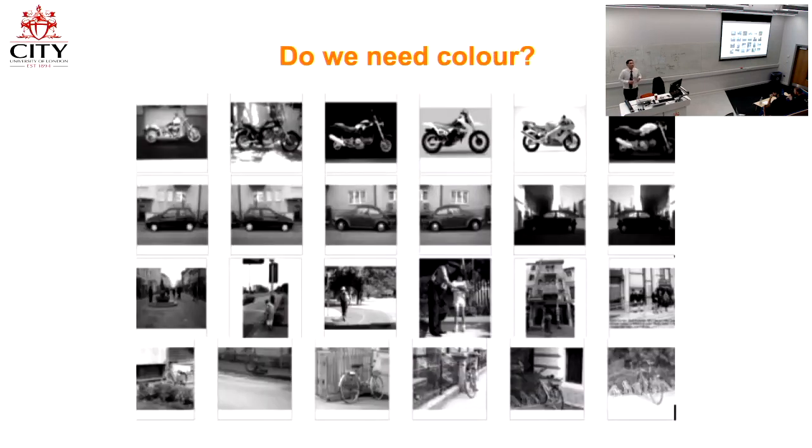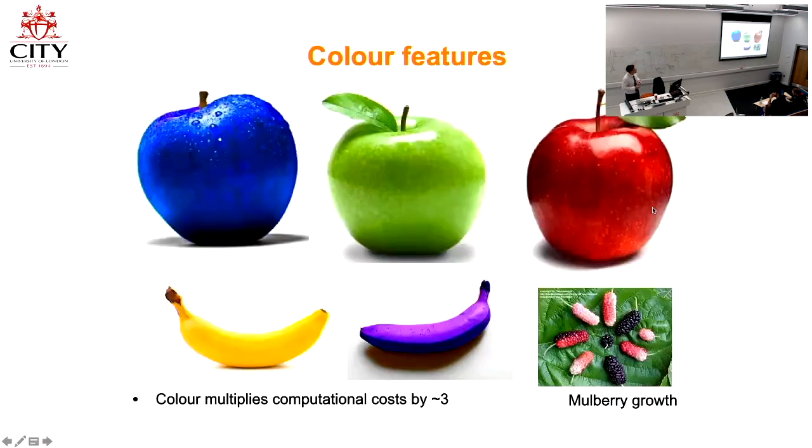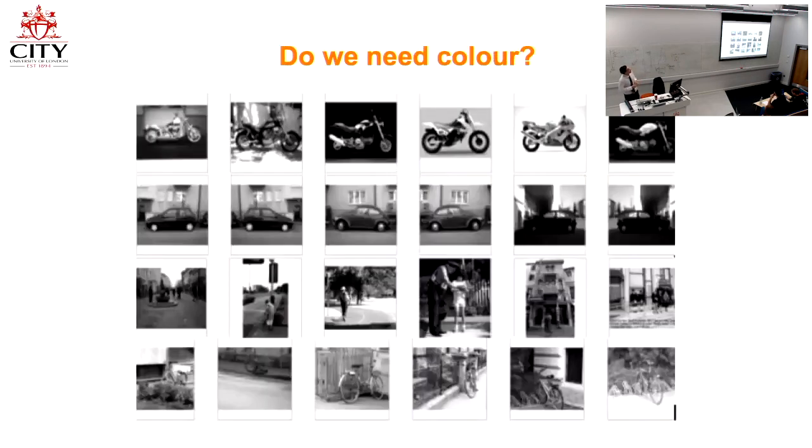But in most applications, we don't need color. Like if I show you these images, you will easily be able to say all of them on the top row are bikes. The second ones are all cars. So you don't need color for most tasks. Color adds 3 times complexity to your programs, because now you're working on 3 different channels. Every pixel was 8 bits, now every pixel is 24 bits. So you should see whether color is really adding value to your work or not.